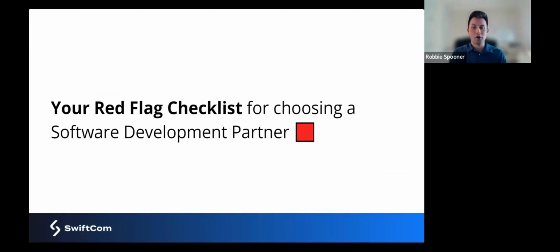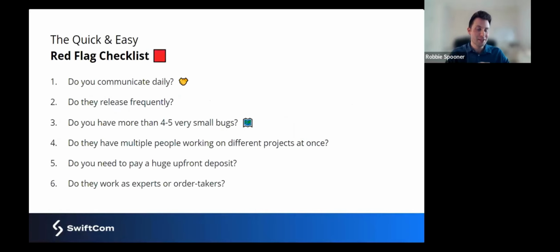Cool. As we wrap up towards the end, this is what we're calling a red flag checklist, and we're trying to make it quite easy for you to protect yourself from failure and getting hurt in this kind of process. And it's 6 easy things. So the first is, do they communicate daily?